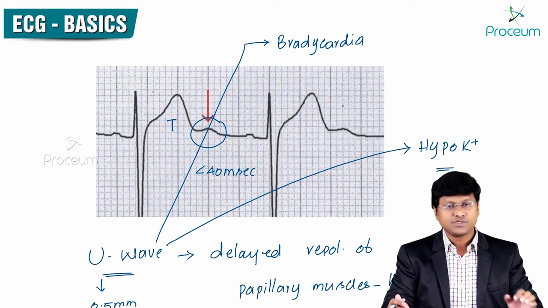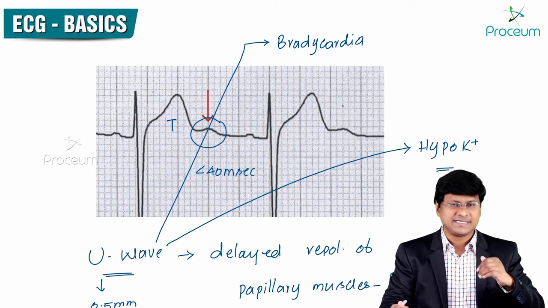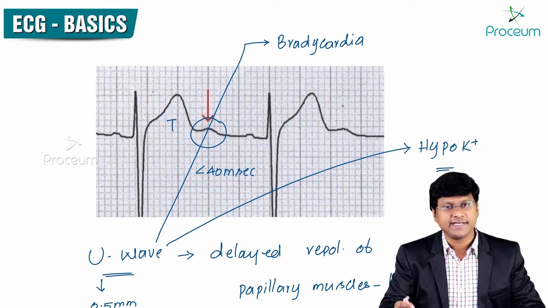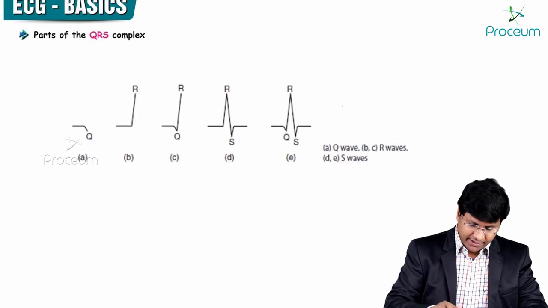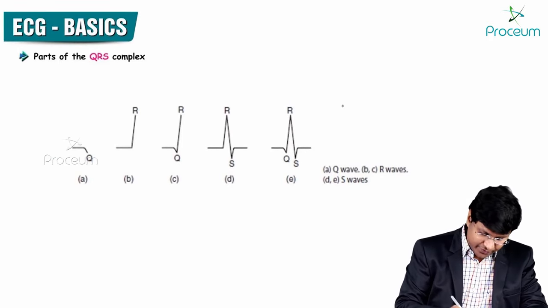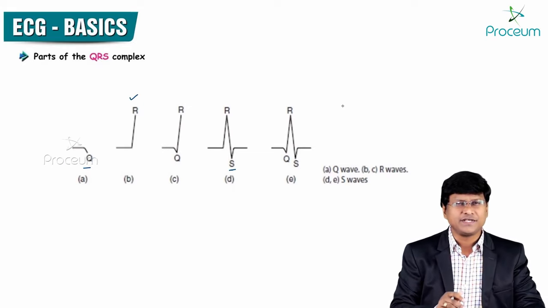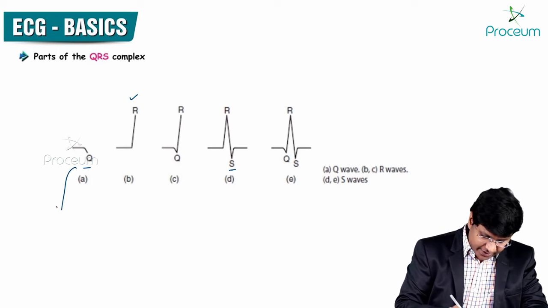Now, so this is your normal PQRST complex. Now, let me give you a little more detail of the QRS complex. I have dissected the QRS complex. You have the Q wave, R wave, and then the S wave. So how is your QRS complex now? The Q wave is a negative complex.